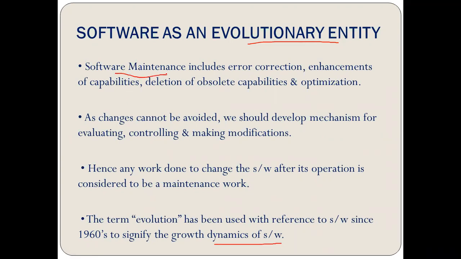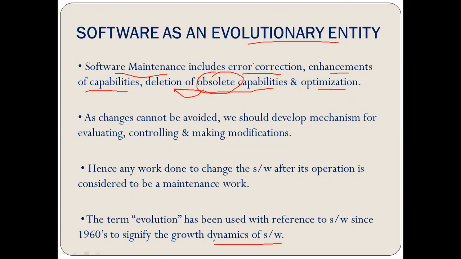So software maintenance includes what? It includes error correction, enhancement regarding the performance or other capabilities of the software, and deletion of obsolete capabilities. When I say deletion of obsolete capabilities, I mean the functionalities which are not in demand right now, which are not in use right now. Those are obsolete, so these can be deleted and new functionalities can be added to the software, which means the software is going to be updated and we have to work on optimization.